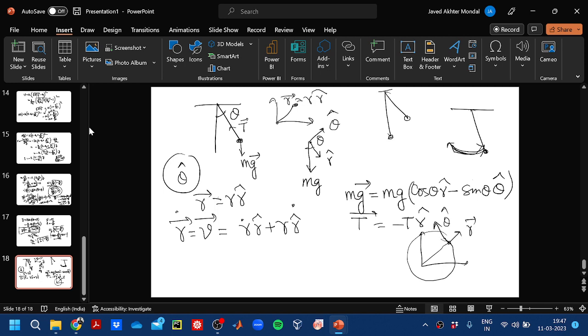Now if at a later time this object is moved to that point, then its r cap will be in this direction and theta cap will be in this direction. So this r cap and theta cap are changing with respect to time also. That is why, as in case of Cartesian coordinates, this i and j we keep fixed along a certain axis. So the derivative of i cap or j cap turns out to be zero. But the derivative of r cap and derivative of theta cap are not zero.